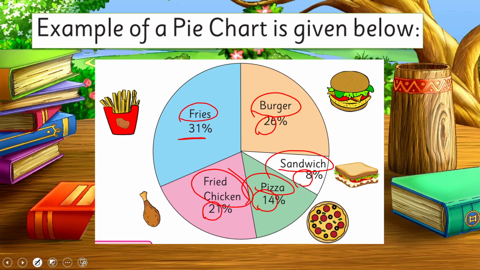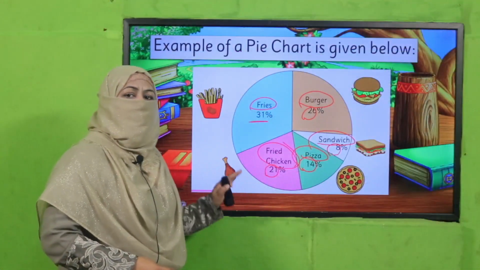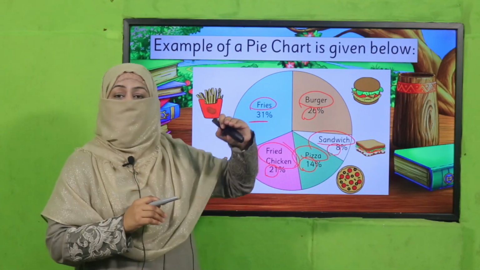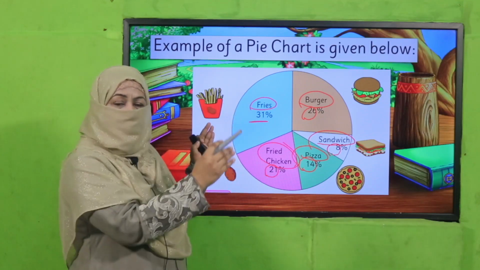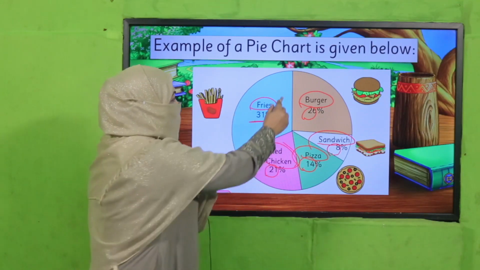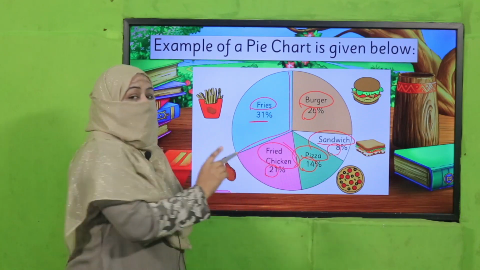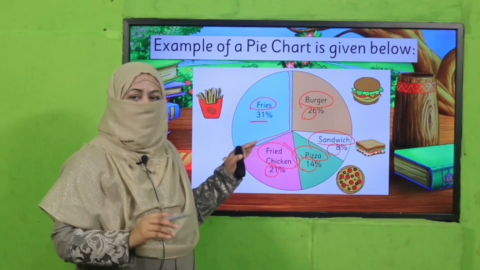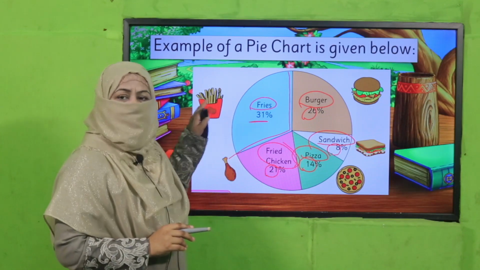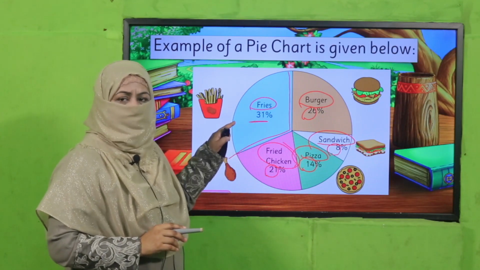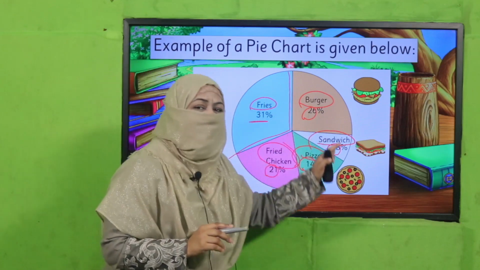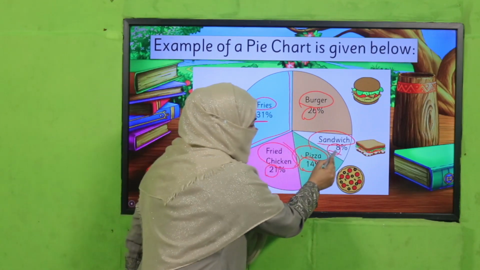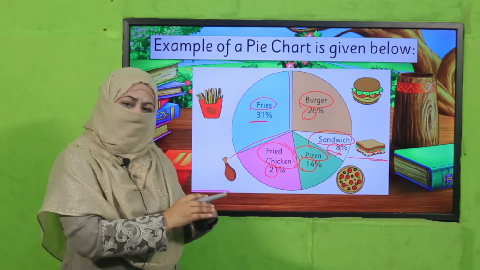Now once again, which food do children like the most? The highest number, the biggest pie, which one is that? This one. So it means maximum children out of this survey, out of this collection of information, 31 children like fries, and that is the highest number, right? And what they like least, which one is the smallest pie? That is sandwich. So sandwich is liked least.